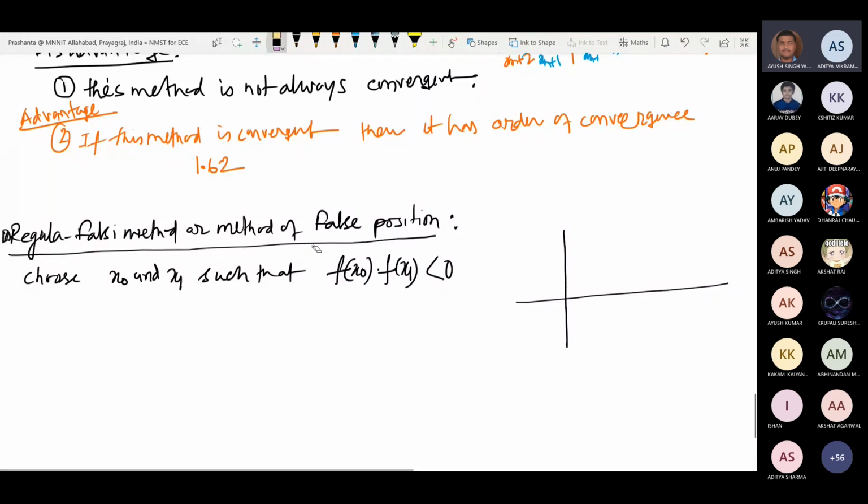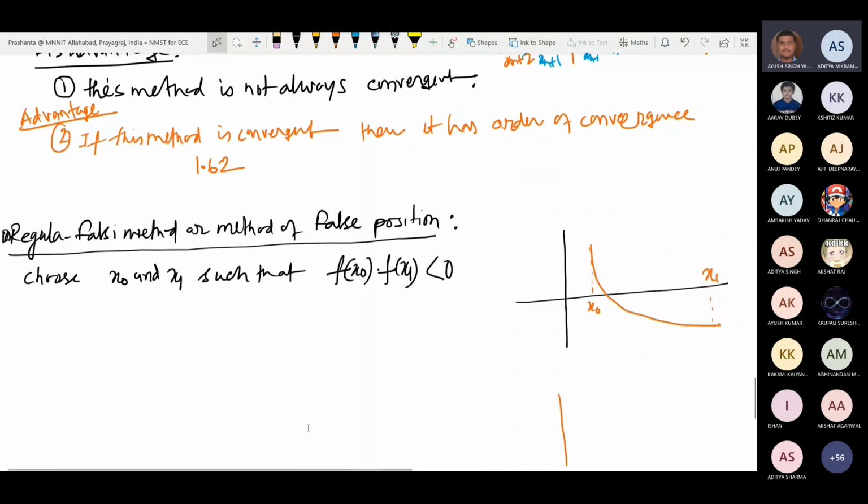फंक्शनल वैल्यू अपोजिट साइन होने का मतलब है क्या कि f of x1 greater than 0, f of x0 less than 0, or f of x1 less than 0, f of x0 greater than 0. That means the curve is crossing the x-axis. So suppose this is the typical curve, y equals f of x. This point is x1, this point is x0, or in the other case that I am going to draw next, that will be the typical curve near the root.